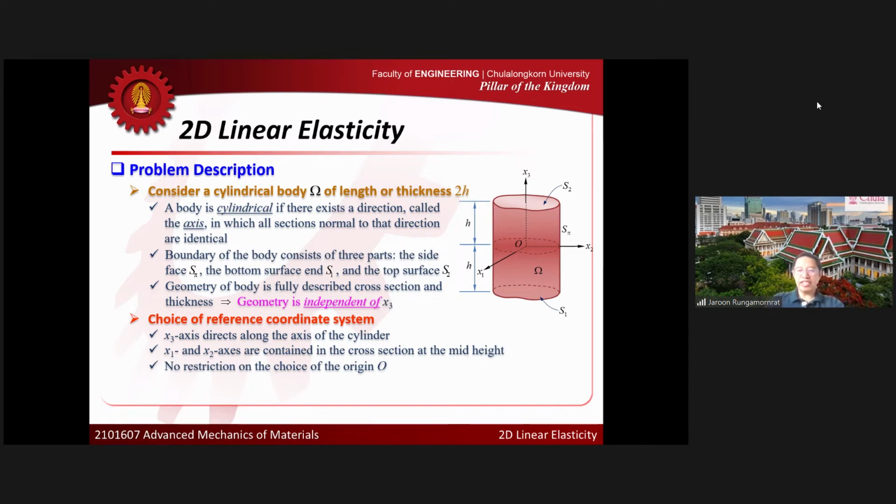If we define the coordinate system in this way, now I can say that the geometry of the cylinder that we consider here is independent of x3. If you look at the cross section, it's independent of x3, or the geometry of the whole body is independent of x3. You don't need the variation of x3 to describe the geometry of the body completely. So now let's look at the material properties.